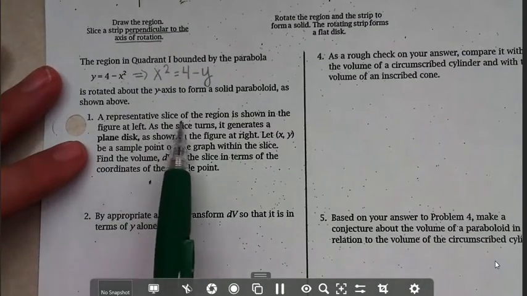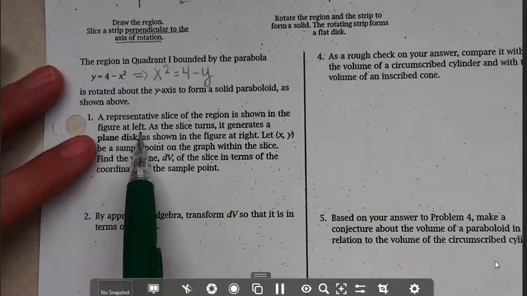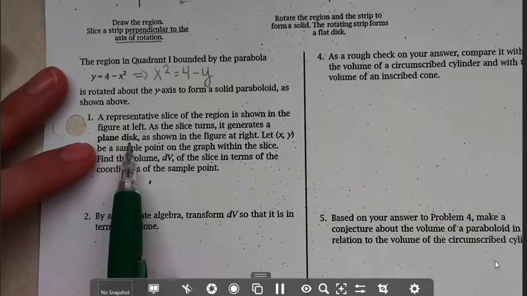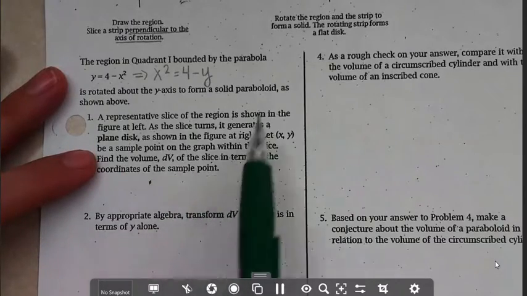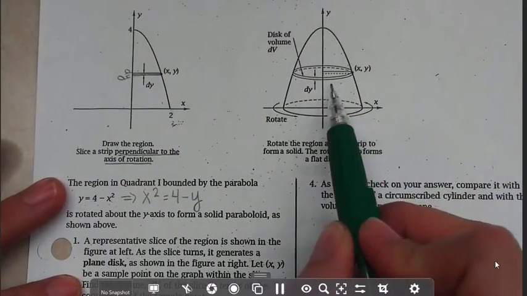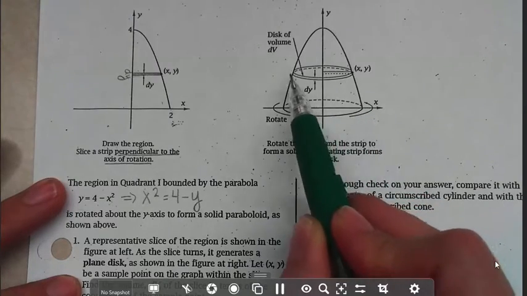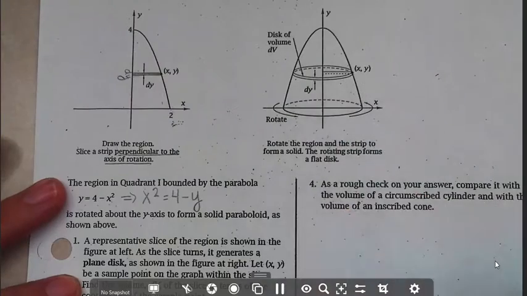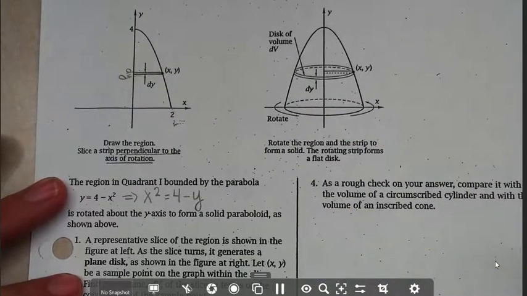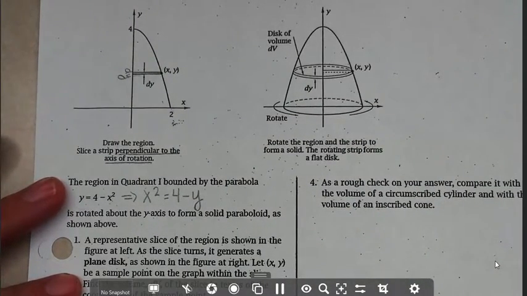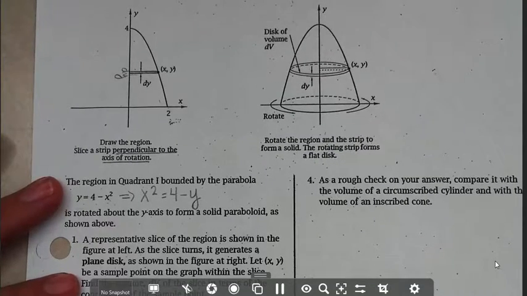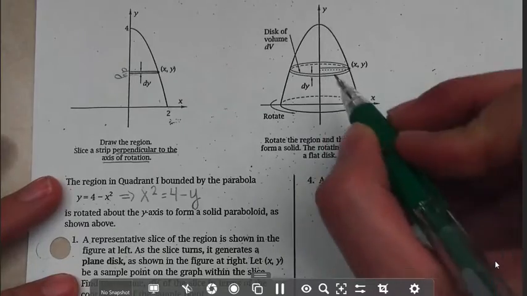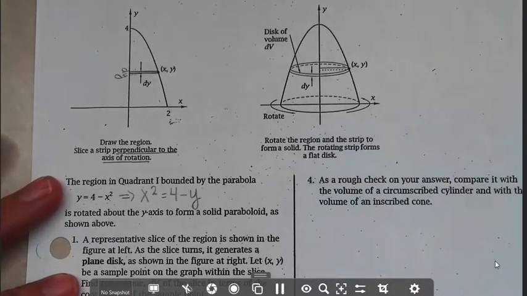A representative slice of the region is shown in the figure at the left. As the slice turns, it generates a plane disk, as shown in the figure at the right. So it's turning and creating basically a circle, but it's like a disc. I know we don't use CDs anymore, but maybe you still watch videos off of DVDs, so think of it like that, only with a width to it. It's got quite a bit of width to it.